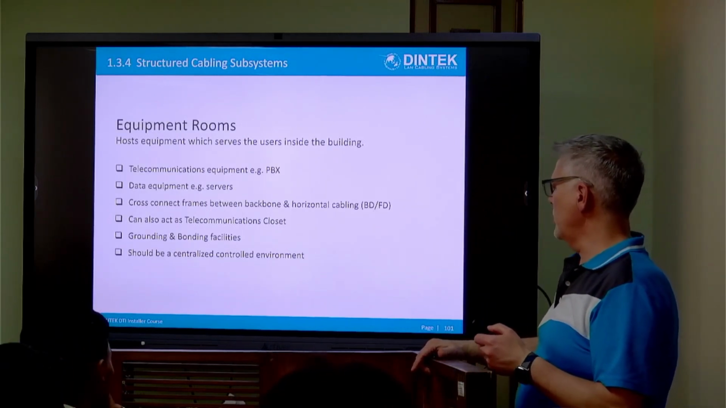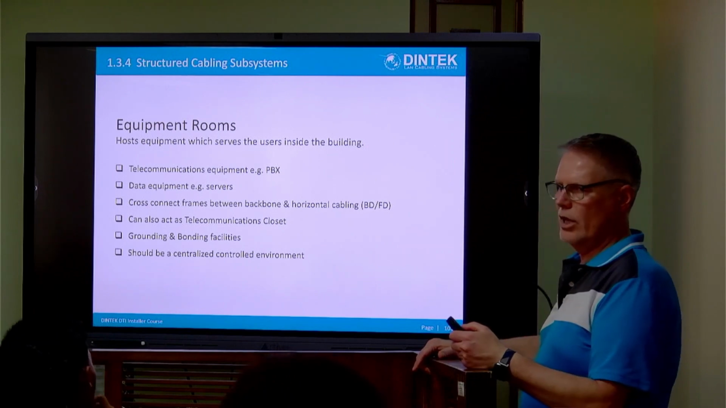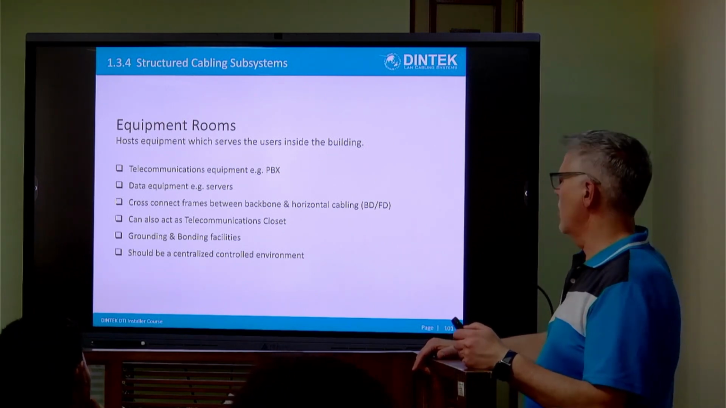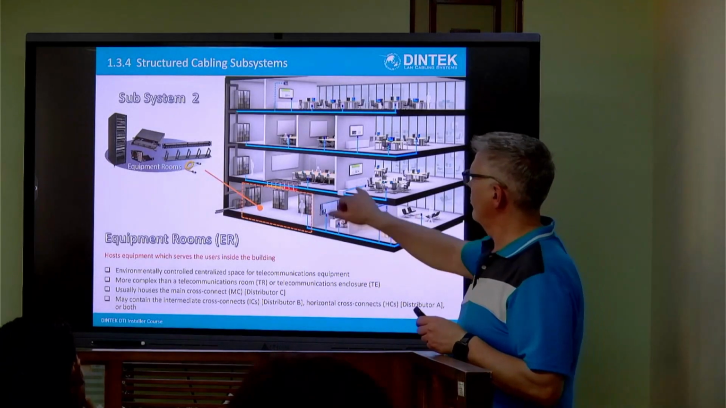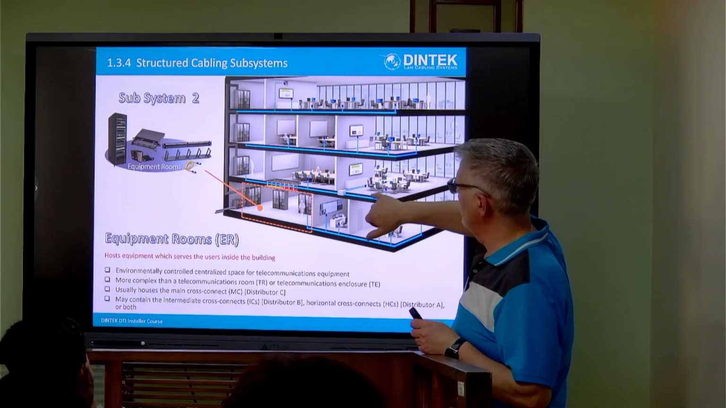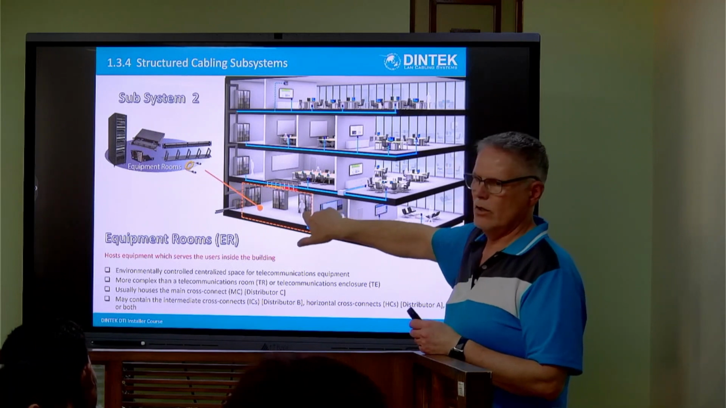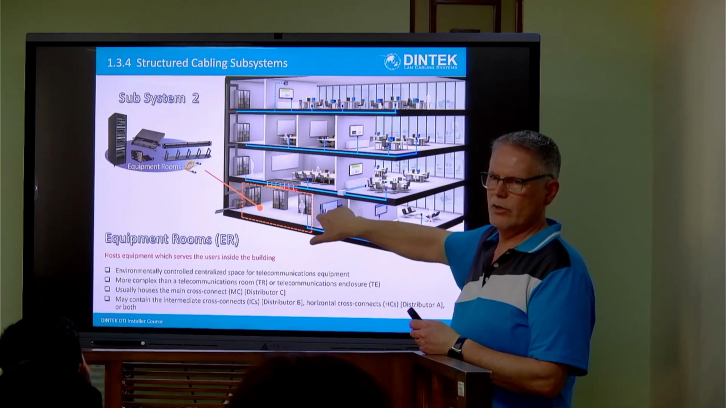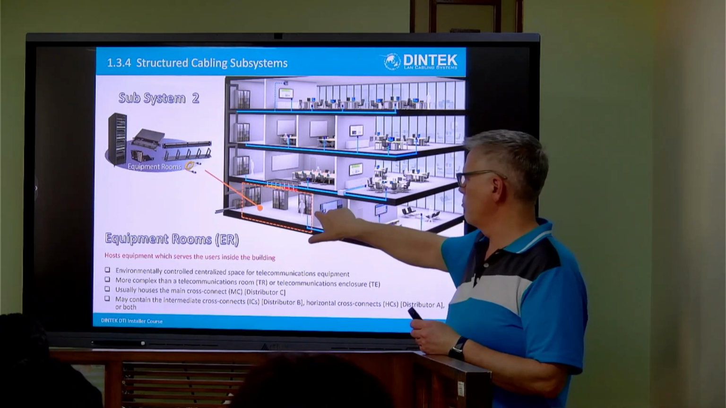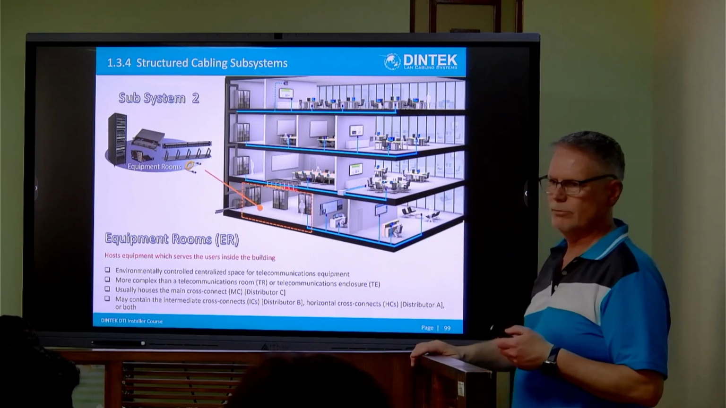Grounding and bonding facilities come down through here in an equipment room. So if we look back here, if we've got grounding and bonding going on through this building, they will eventually come down onto a main grounding bonding point in here, which then bonds through onto the electrical system.